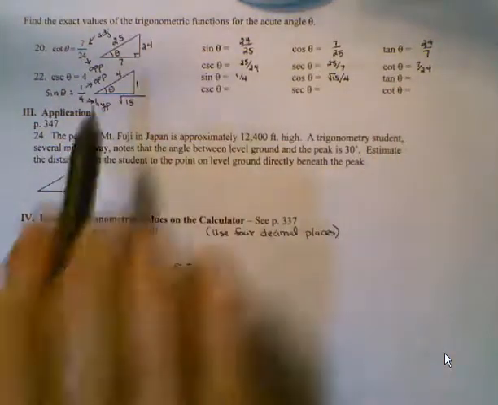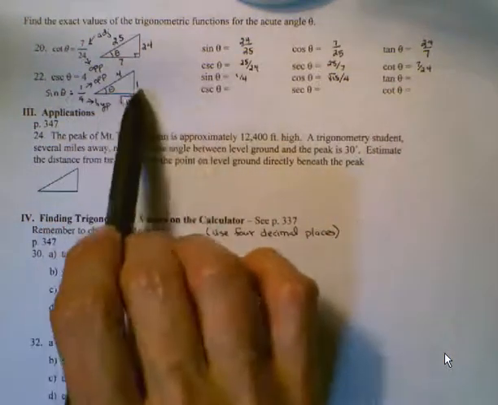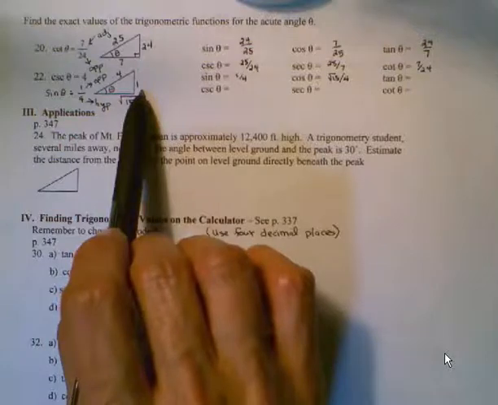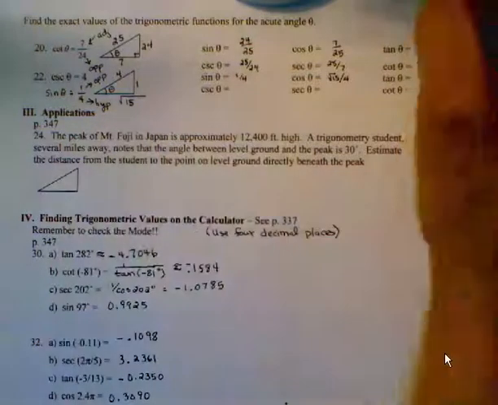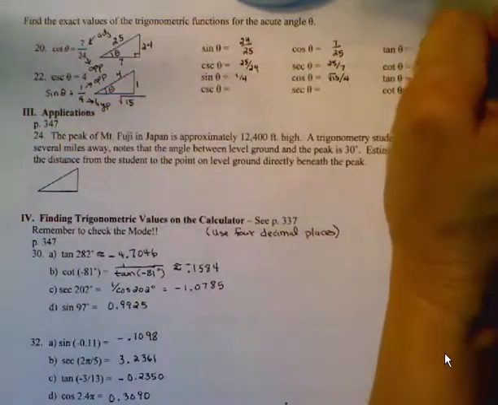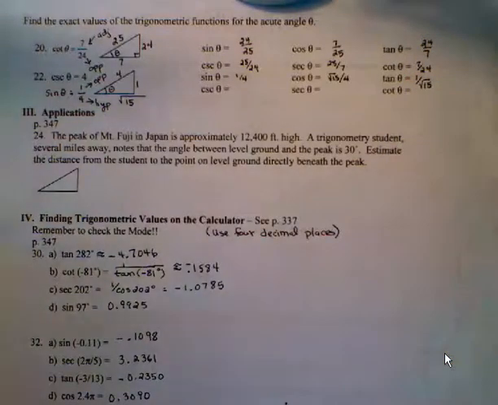And tangent theta is opposite over adjacent, 1 over square root of 15. And on the test, I will either tell you you don't have to rationalize it, or I will take either answer, rationalized or not rationalized.